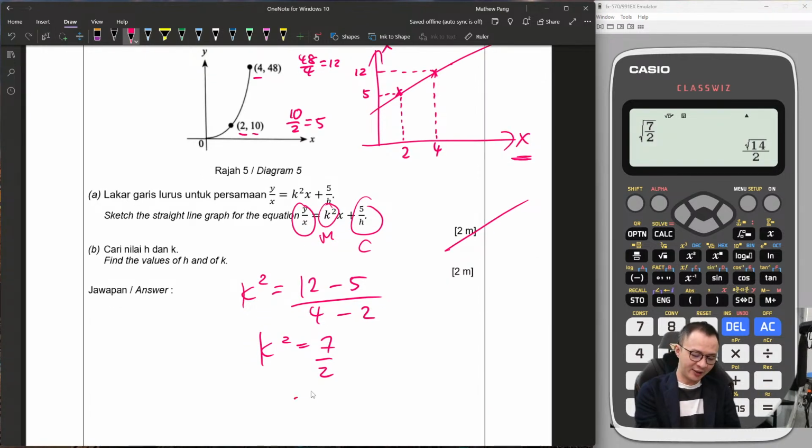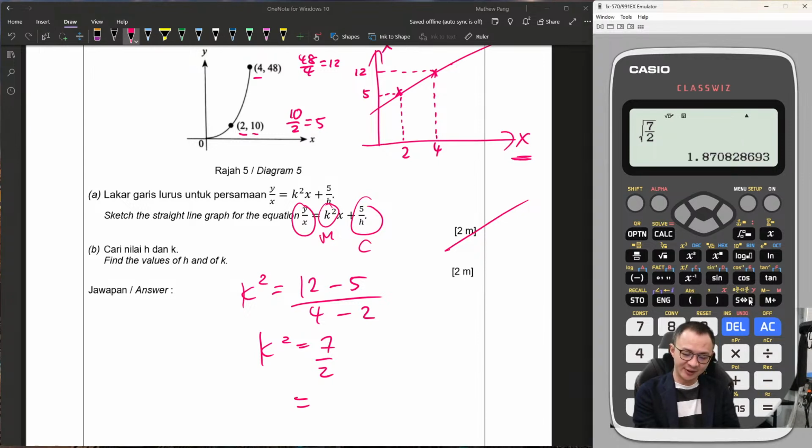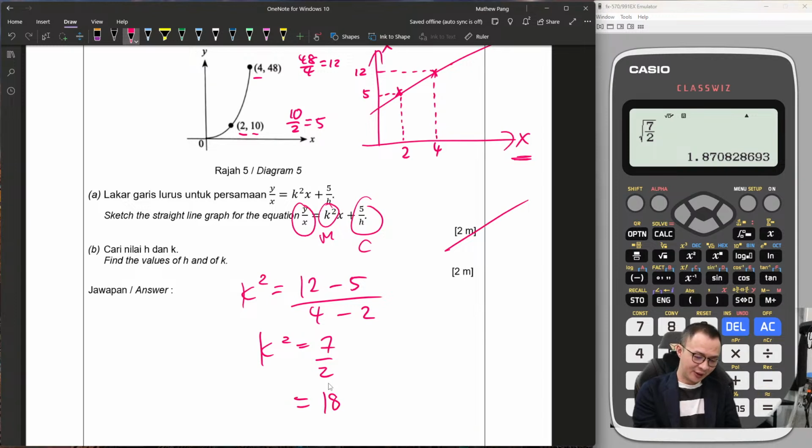Yeah, do you want to write in this one or do you prefer the decimal? I think it's totally fine, unless the question says exact value. I think maybe we can do plus minus, because values, right? Yeah, we do plus minus 1.871.